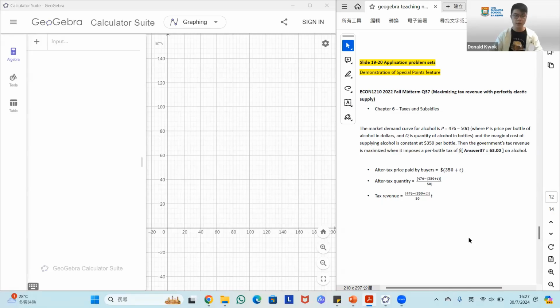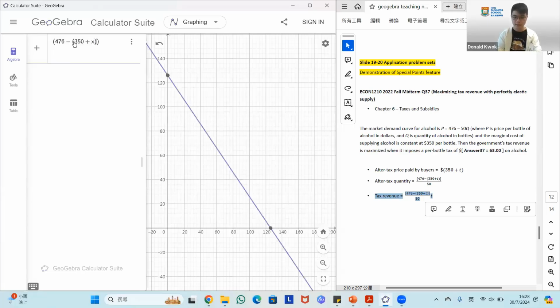By plotting the graph of the tax revenue function in GeoGebra, we can save the effort of finding the simplified form of the tax revenue expression. How can I do that? Since total tax revenue is the per unit tax of $T multiplied by this after-tax quantity, this is why I have the tax revenue function as this complicated thing. So we can type this in GeoGebra and replace the per unit tax T by the variable X.